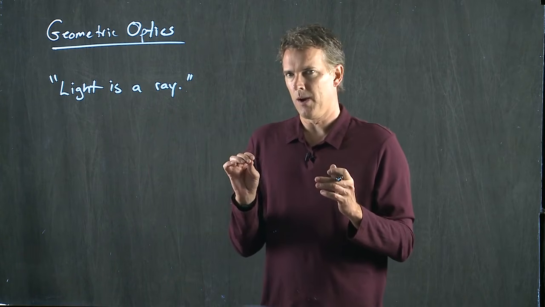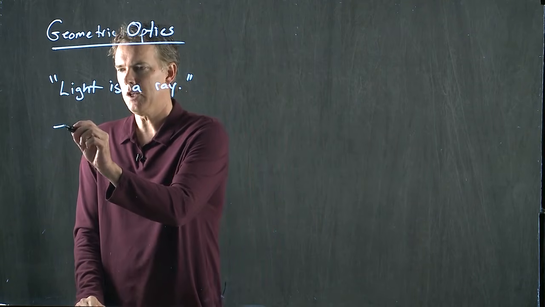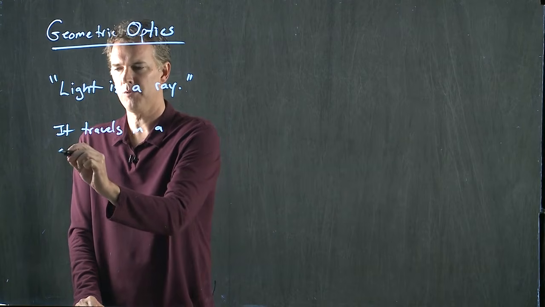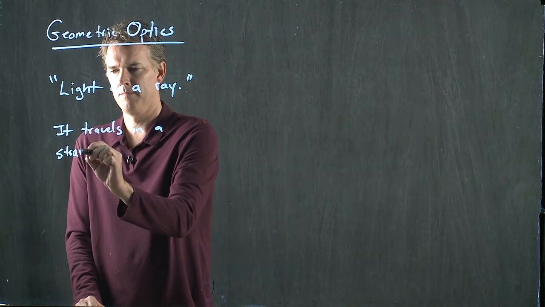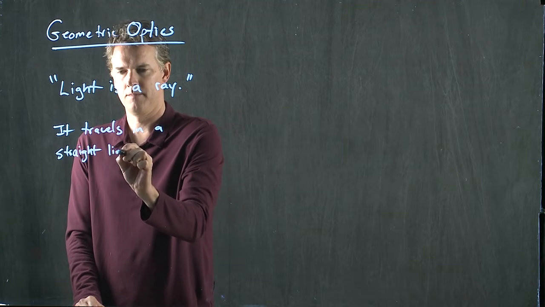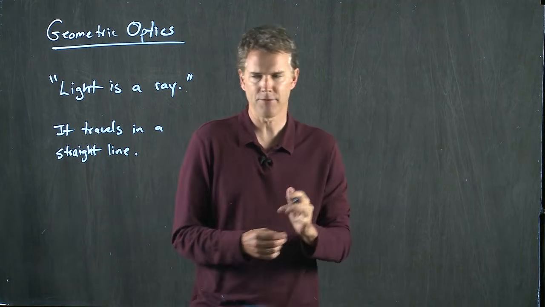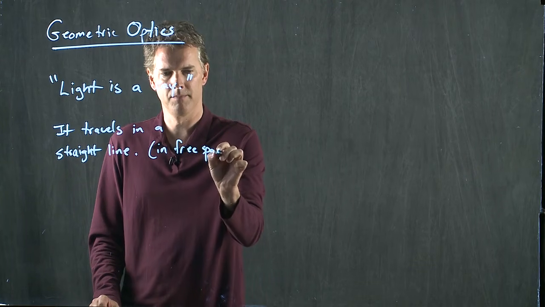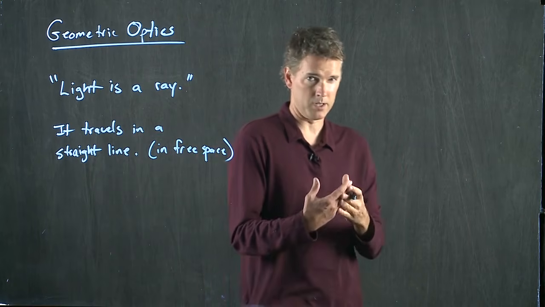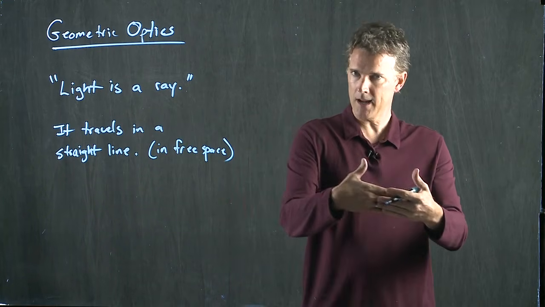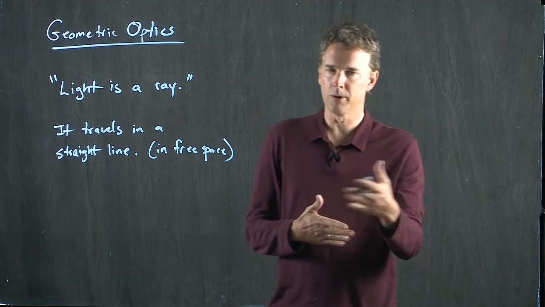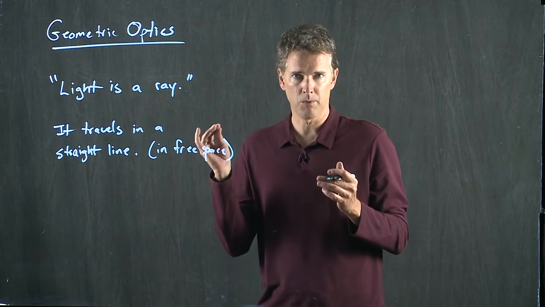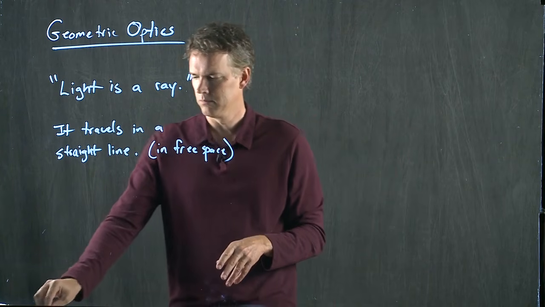So light is a ray. What does that mean? It means it travels in a straight line. Okay, now there's a caveat there, which is the following: in free space. Pretty soon we're going to talk about what happens when it meets up with glass or water, and then you can see that the ray will actually bend. But in free space, light travels in a straight line. It's a ray.